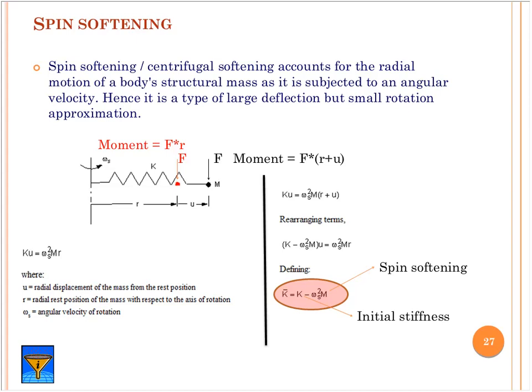How do we really account for this in our calculation? We write stiffness times displacement equal to force. Here, this is nothing but the centrifugal force. By rearranging the terms, this particular thing is nothing but the initial stiffness of the structure. There is a certain amount of subtraction happening. What it means is the actual structure stiffness is reduced by a certain amount. So we call that the spin softening effect.